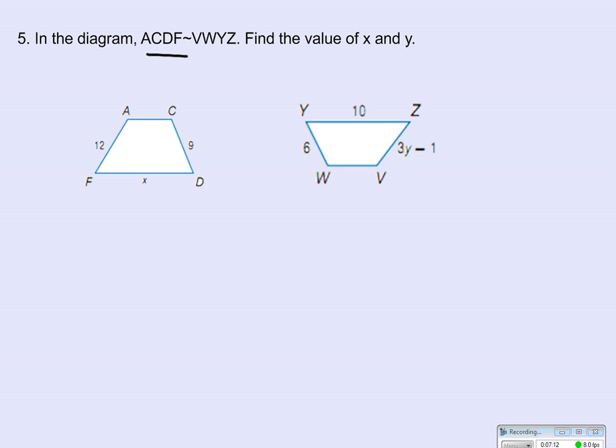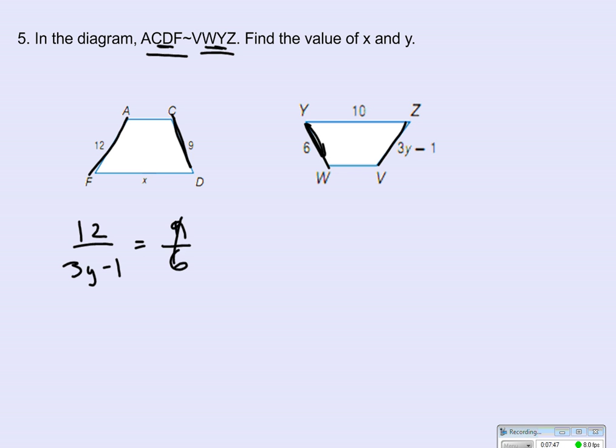So A, B, C, D, E, F, V, W, Y, Z, find the value of x and y. So it's in proportions. Now, we've got to figure out what am I comparing here. So AF links up to VZ. So 12 over 3y minus 1 would be equal to... CD matches up to WY, so that's 9 over 6.